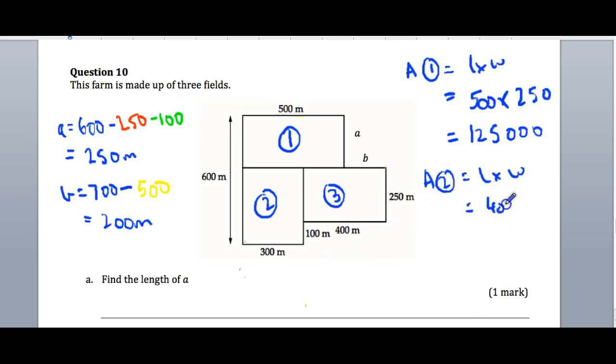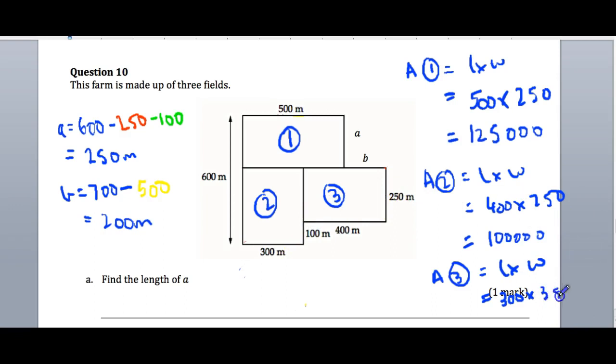400 times 250. Okay, and let me just quickly do that on my calculator. 100,000. And then the area of, I just did number 3 then, didn't I? Silly me. I might just change them in a sec. So this one here is going to be 300 times your width. So this is 100, and then we've got 250 here, so it's 350. So it's 105,000.